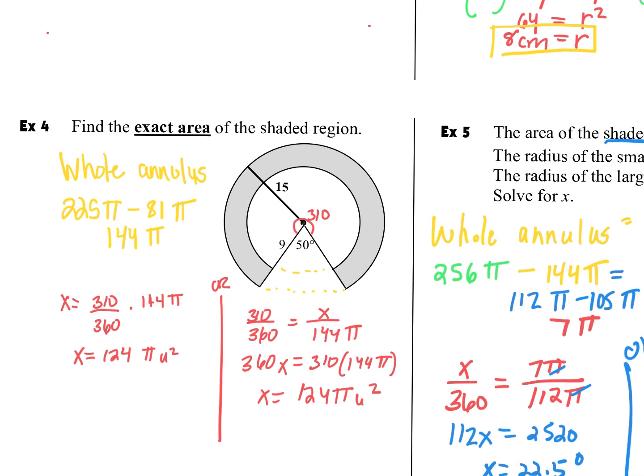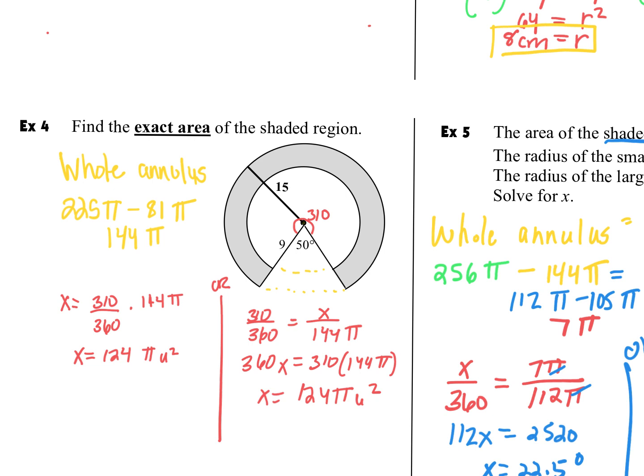All right, so in example 4, we are looking at the exact area of the shaded region. If we look at this, we're going to take the area here, which would be 15 squared, so 225 pi, minus the area of the smaller one, which would be 9 squared, so 81 pi, and that's going to give us 144 pi.